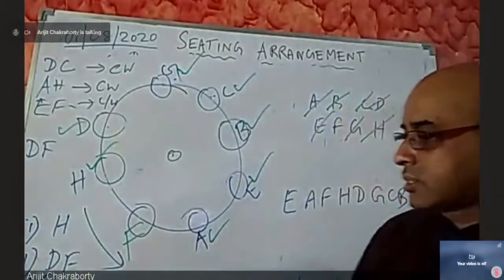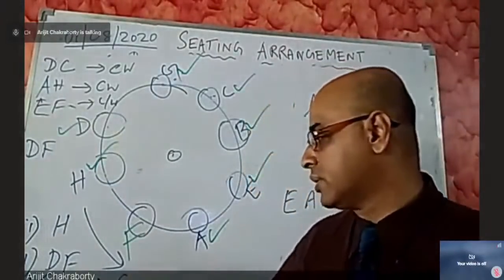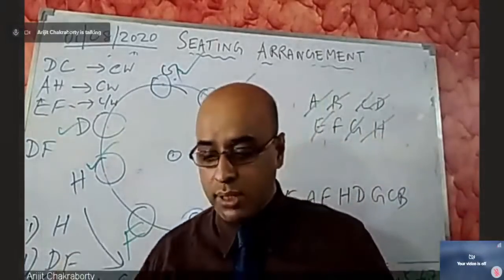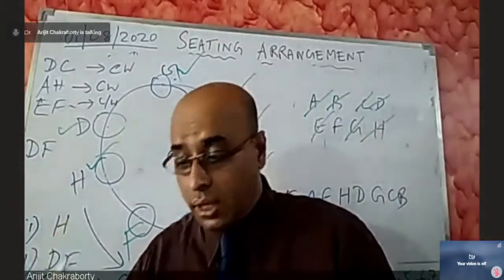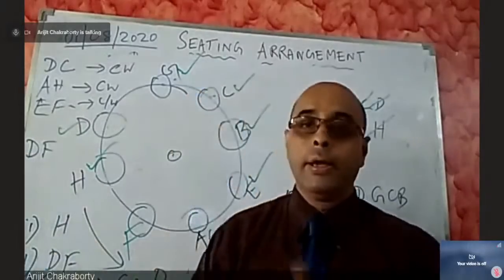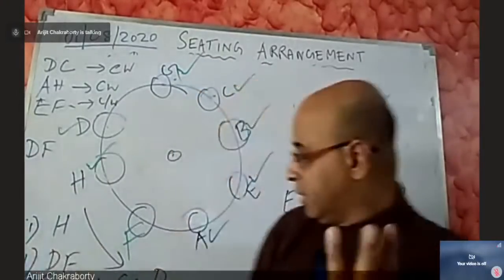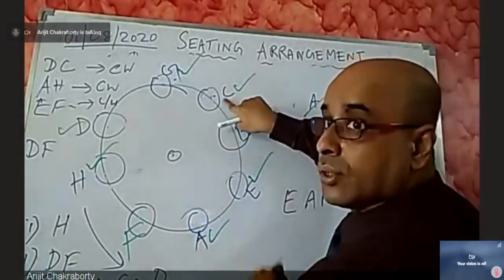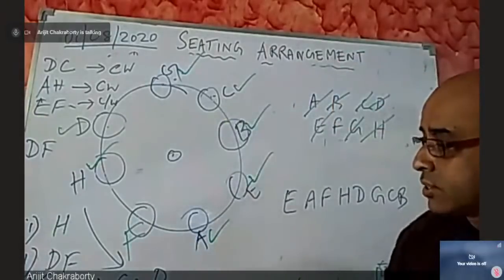So my answer is the fourth one, the answer is C and D. The last question is who amongst the following is sitting third to the right of A? Right of A, third. So A is here, right side, 1, 2, 3. Who is sitting? C is sitting. So the last answer is C.